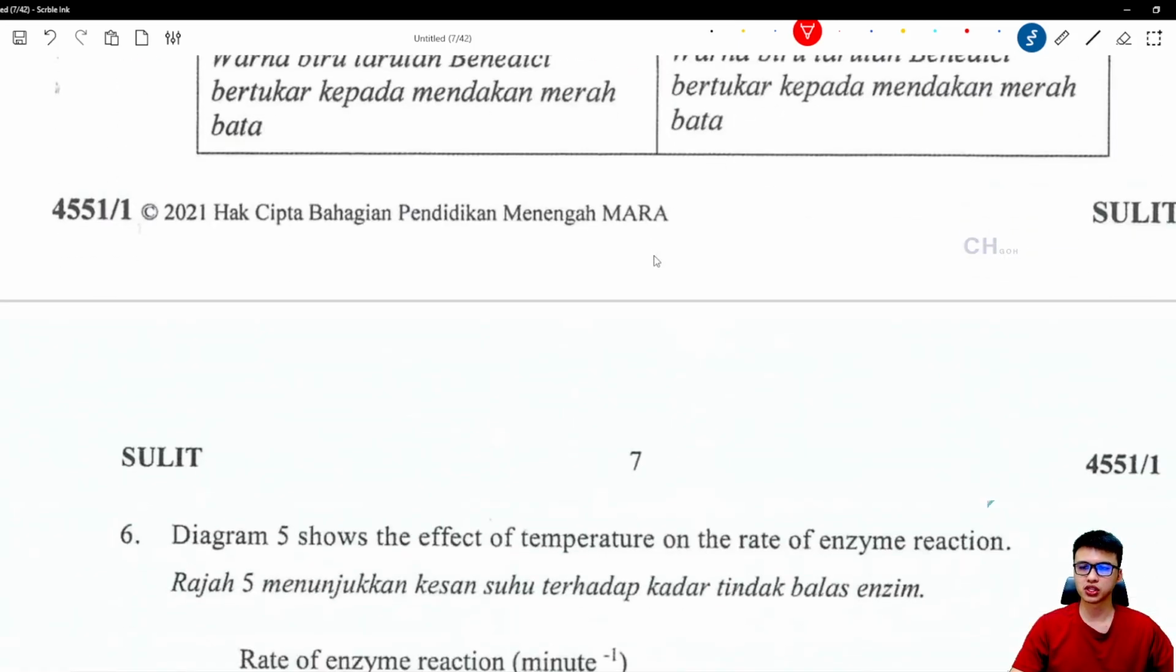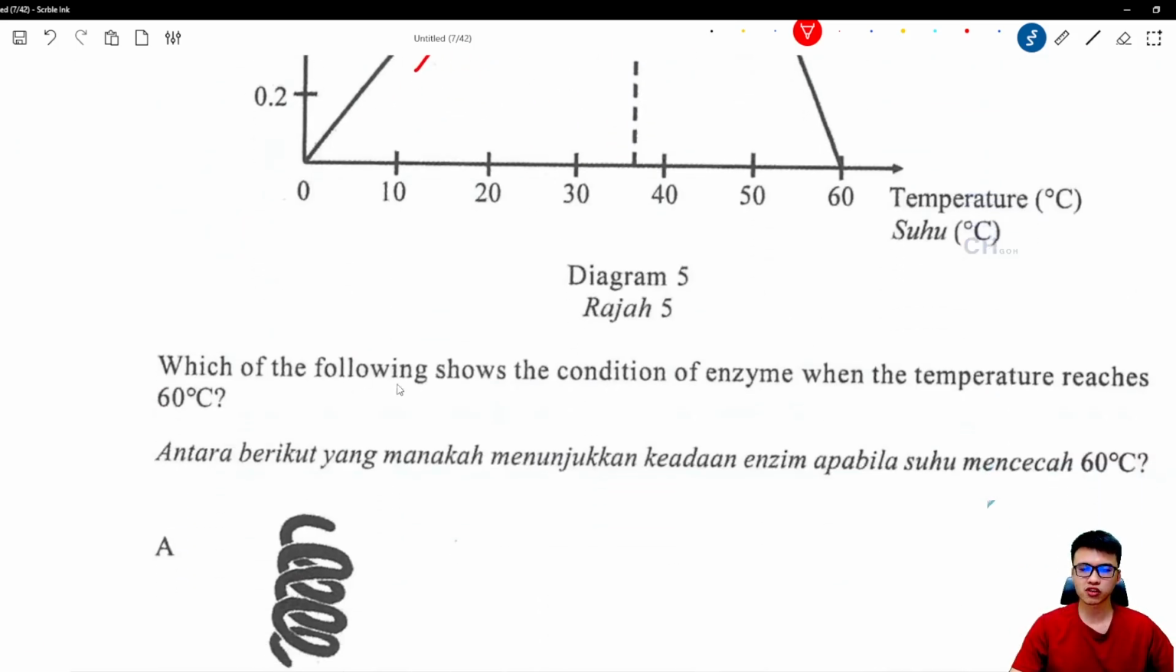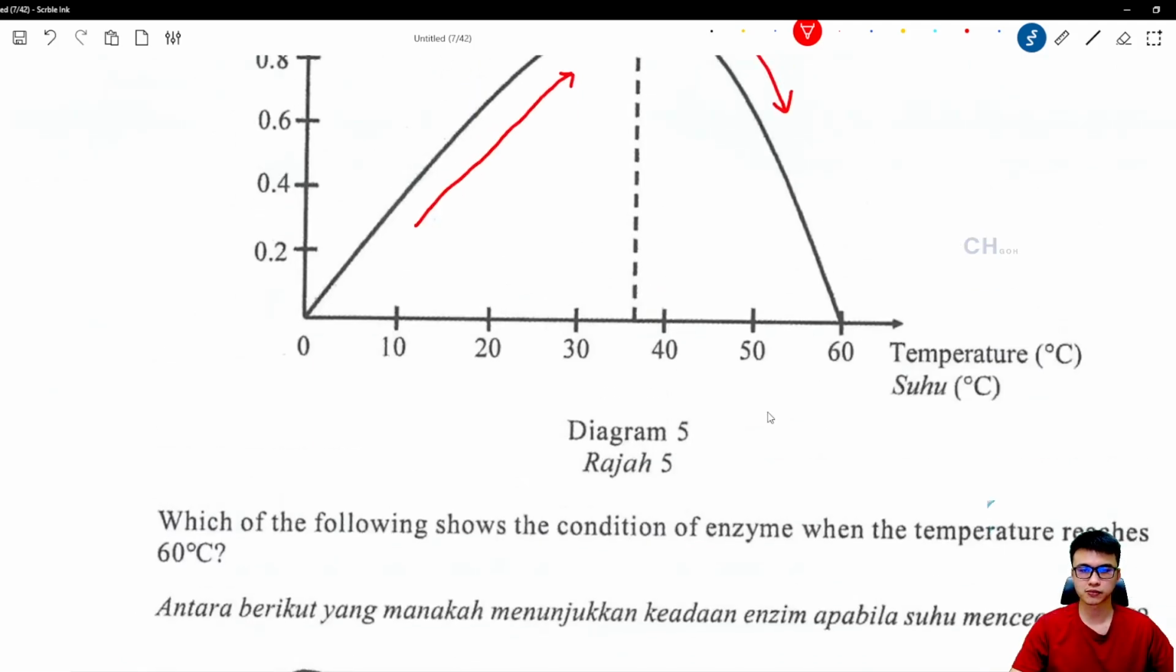Alright, so let's continue. Diagram 5 shows the effect of temperature on the rate of enzyme reactions. So you can actually see that when the temperature is increasing, the rate of reactions is increasing until it reaches the optimum temperature, which is 37 degrees Celsius. After that, the enzyme reactions will drop. Which of the following shows the condition of the enzyme when the temperature reaches 60 degrees Celsius?